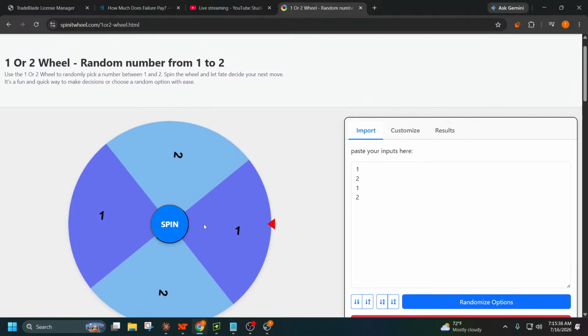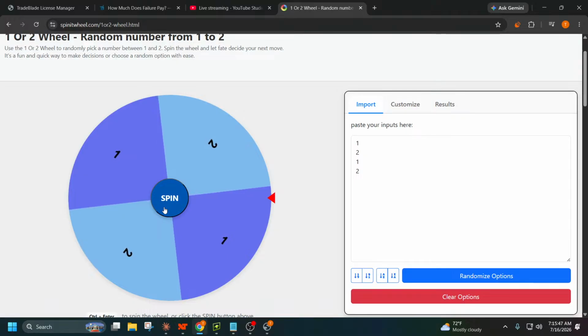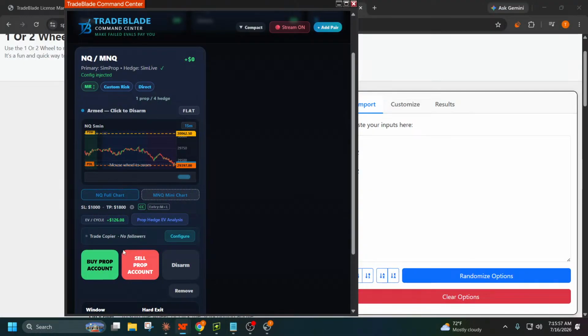Now then, I'm trying to get better at speaking. So this is a random number generator from 1 to 2. I was using a different one a couple of days ago, but now it doesn't work. But we're going to hit spin here. If it's a 1, we're going to go long on our prop account. If it's a 2, we'll go short on our prop account. And this is your prop entry buttons. Buy prop account, sell prop account, or long prop account, short prop account. The hedge account is actually going to automatically take the reverse side of that.